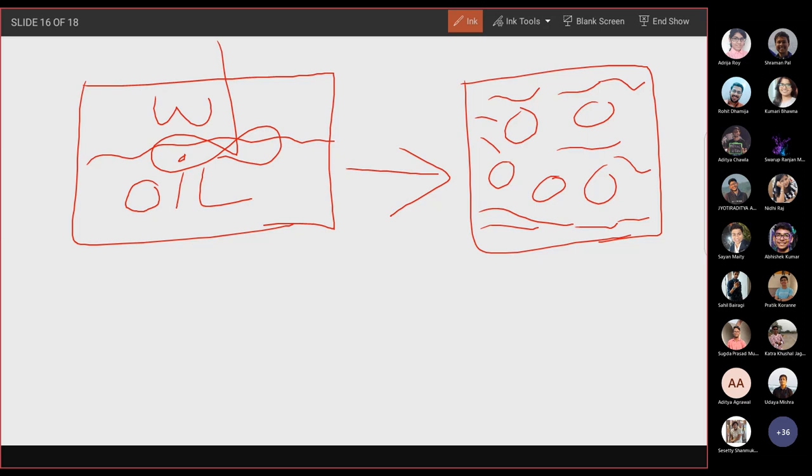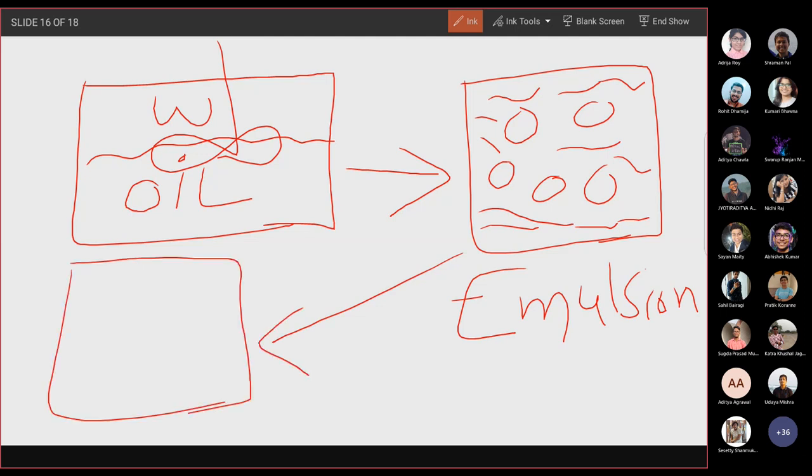Now, if you mix it at very high speed for a certain amount of time, you will see this. This is called emulsion. But now, if you leave it for some time, let's say 2 hours, 3 hours, what will happen? Any idea? These oil droplets tend to coalesce with each other. These oil droplets tend to collide with each other and form a bigger droplet.